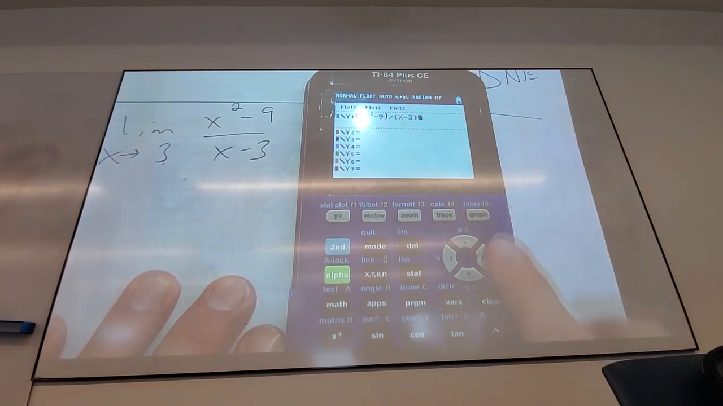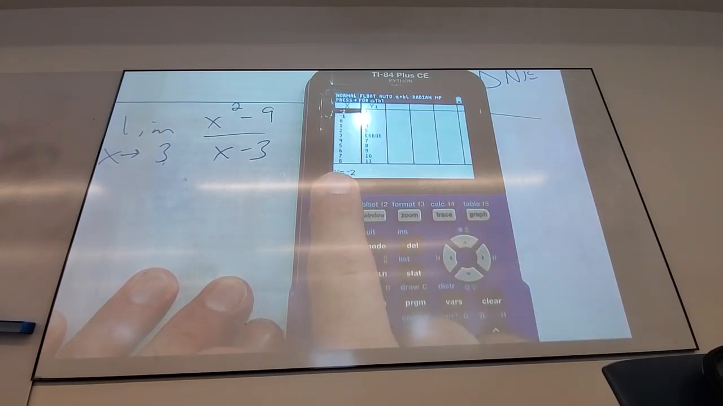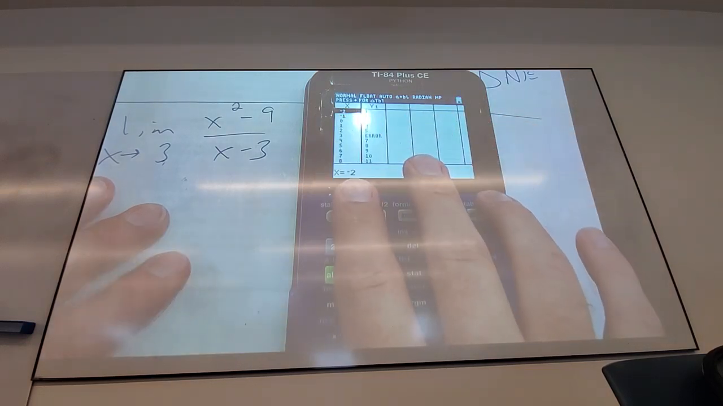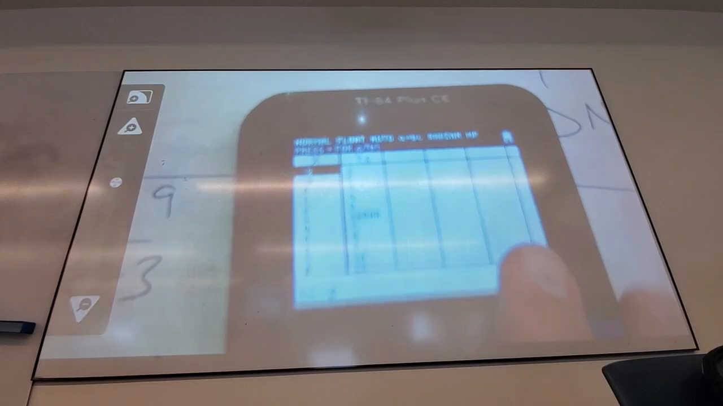I'm not going to graph it. I'm going to go to table. Let me see how I have my table set. Okay. So currently my table looks like that. But I want to be able to tell it specific values, correct? How many of you guys have ever looked at the table before in your calculator? Anybody? A few of you guys, okay. You guys that have had me, you better say yes.